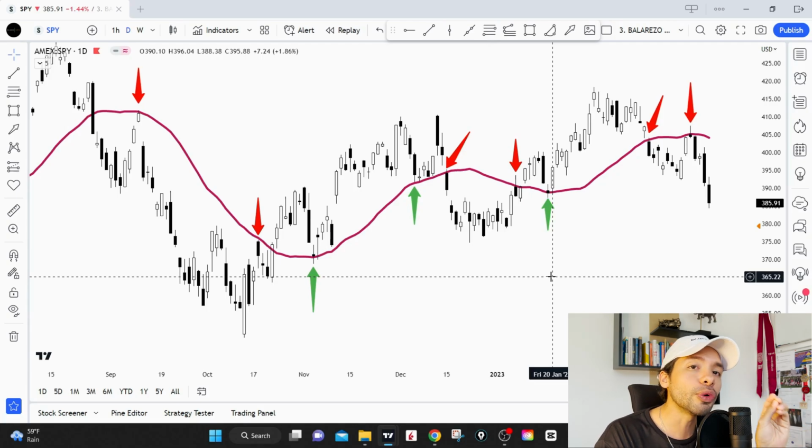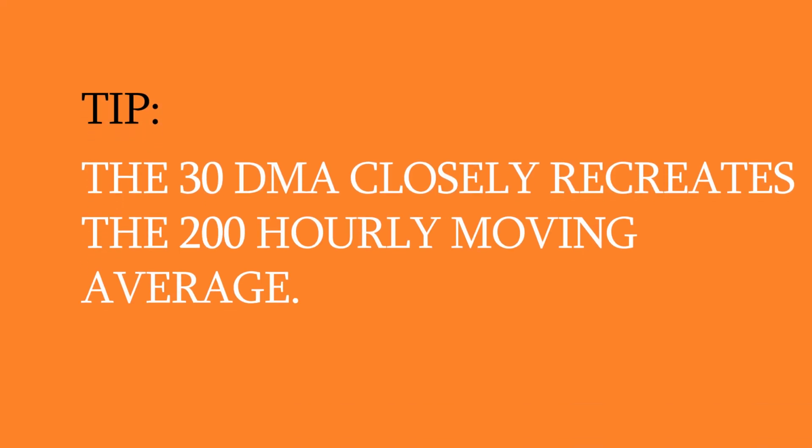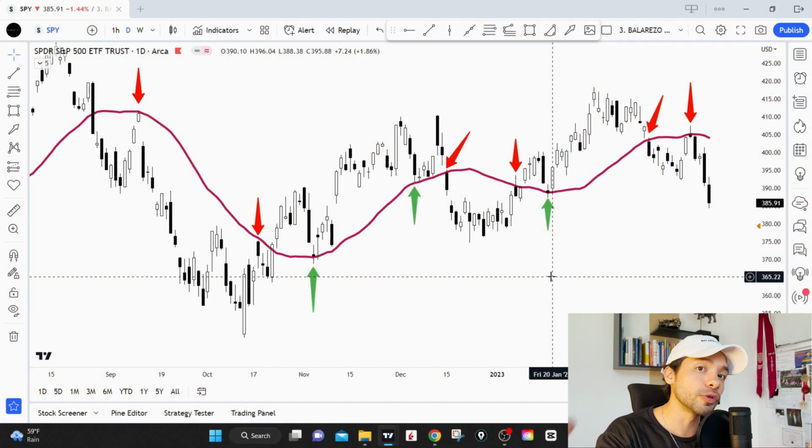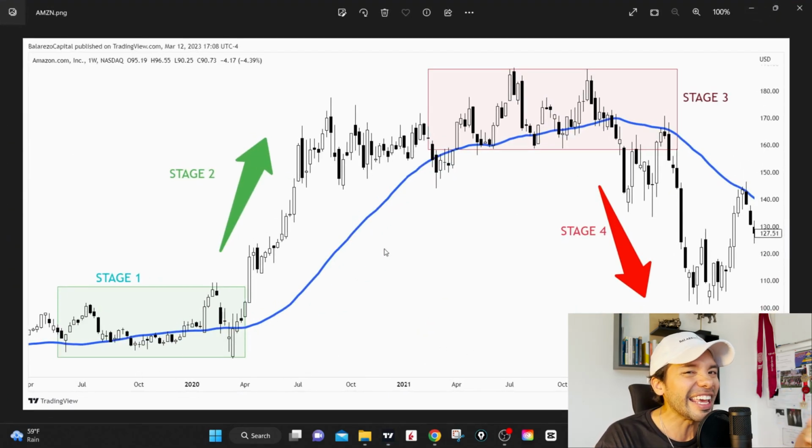very accurately recreates the 200 hourly moving average. What do I mean by this? I mean by this that the 30 daily moving average recreates the price action of the 200 hourly moving average. So now, if we start thinking and we go back to the chart in Amazon, this is the 200 daily moving average. The 200 daily moving average is a very important level for identifying stages in price.